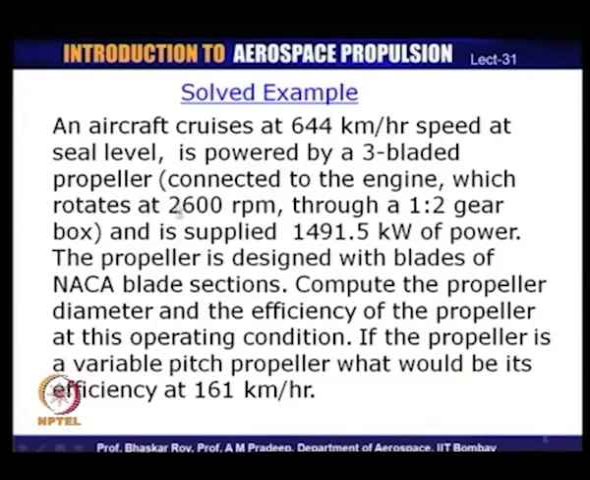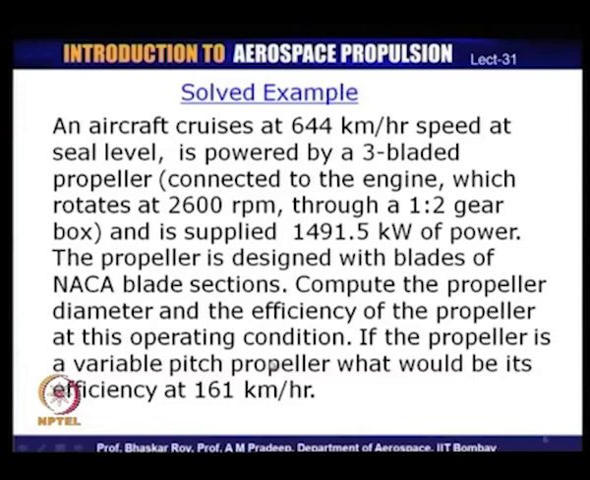It is stated that the propeller is designed with blades of NACA aerofoil sections. So, it uses the NACA aerofoils which we had looked at before. The question is to compute the propeller diameter and the efficiency of the propeller at this operating condition. If the propeller is a variable pitch propeller, what would be its efficiency at 161 kilometers per hour?